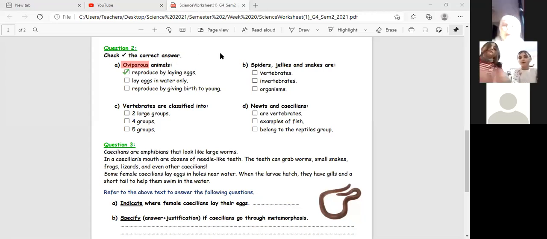Okay? This is wrong since oviparous animals do not lay eggs. And this is wrong since it's not necessary that they lay eggs in water only. Since, as you know, reptiles lay eggs on land, but they are oviparous. So oviparous animals reproduce by laying eggs. Thank you, Karim.